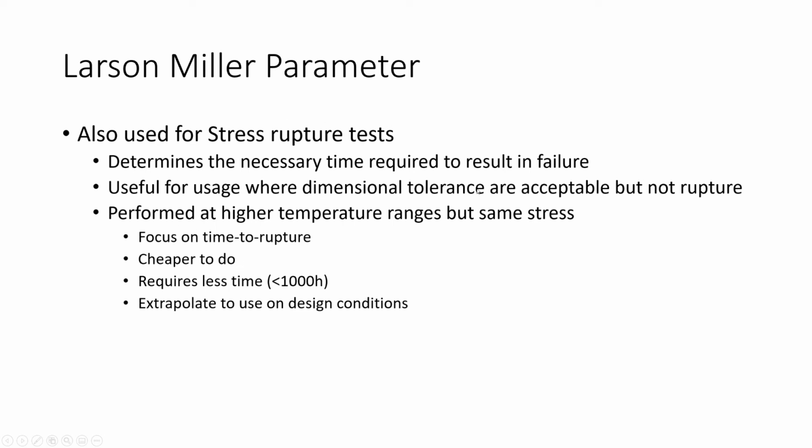Why I said dimensional tolerance is acceptable is that when you're stress testing the creep at a higher temperature, it won't be as accurate as a creep that occurs at the design condition. Let's say it's supposed to occur at 500 degrees Celsius, but you're stress testing it at about 700 or 800 degrees Celsius. It won't be as accurate with the shape, so you can only use this test for situations where you don't really care about the dimensional tolerance, but you do care about when it ruptures. That is why I said it focuses on time to rupture. And from this you can extrapolate to the design conditions.